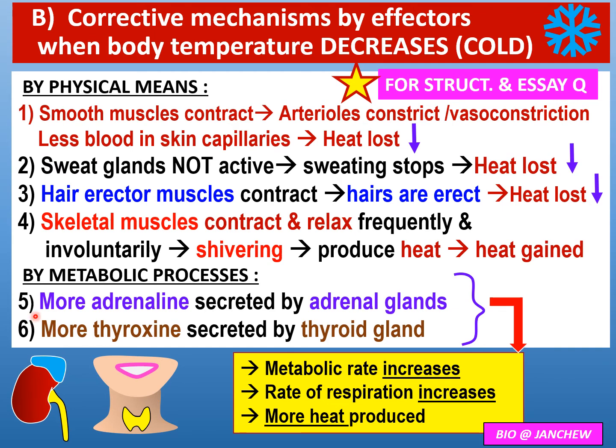Now let's discuss the corrective mechanisms carried out by effectors when body temperature decreases below the normal range, or when a person is feeling cold. Again, these points here are important for structured and essay questions. By physical means, the smooth muscles in the walls of the arterioles will contract when a person is feeling cold. So we say the arterioles constrict or become narrower in diameter, and this process is called vasoconstriction. Less blood will flow in the capillaries near the skin surface, and heat loss will decrease.